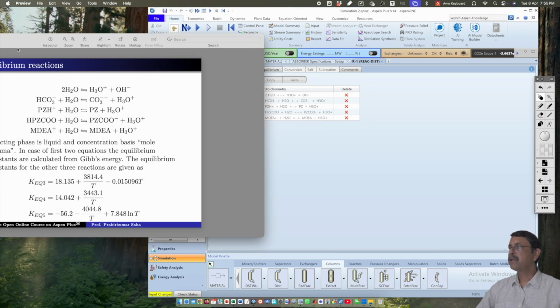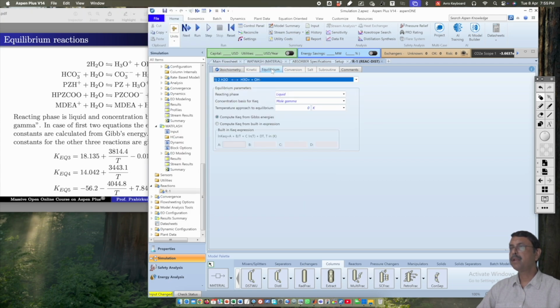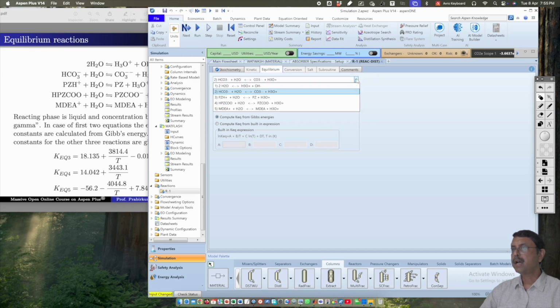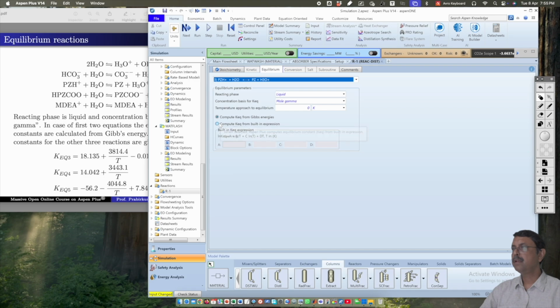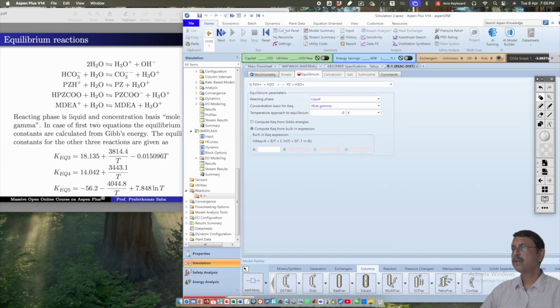Now in these equilibrium reactions, the reacting phase is liquid, and the concentration basis is mole gamma. The first two equations are calculated from Gibbs energy, and for the other three, their equilibrium constants have been given. So let us go to the equilibrium. The first one is taken from Gibbs energy, reacting phase liquid and mole gamma. The second one is also like that, from Gibbs energy. For the third one, we will use this particular equation.